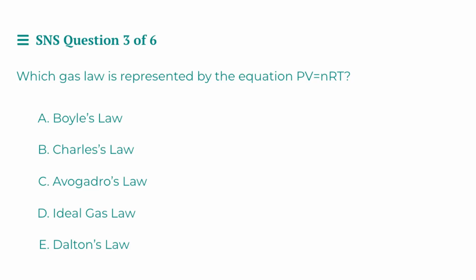So this question asks, which gas law is represented by the equation PV equals nRT? And we have 5 different answer options, which represent 5 different gas laws. We have A, Boyle's law, B, Charles' law, C, Avogadro's law, D, the ideal gas law, and E, Dalton's law.